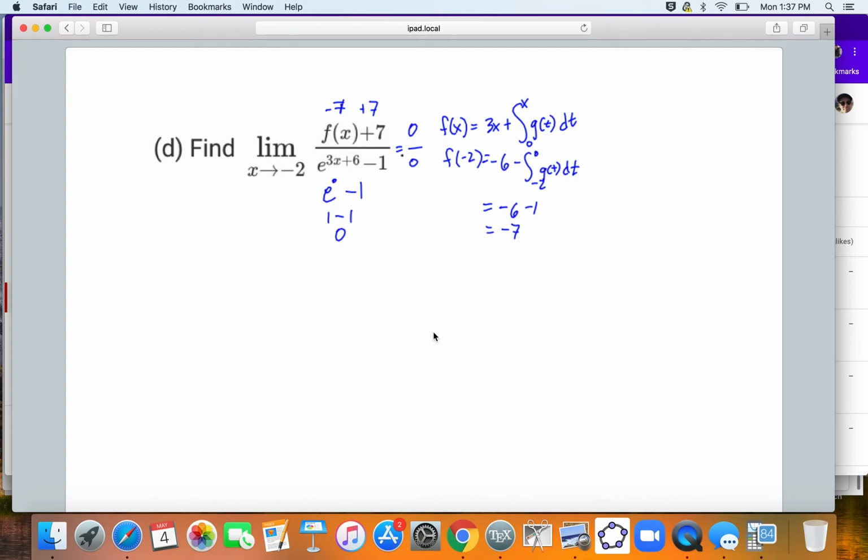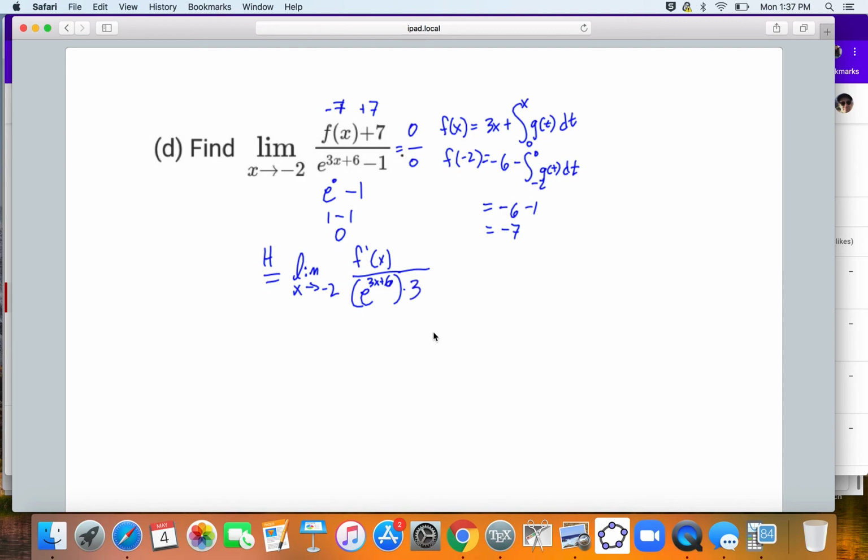But the good news is that means I can use L'Hopital's rule. So we're going to do that. So remember, L'Hopital's rule says we're going to try to reapply that limit, but we're going to take the derivative of the numerator and denominator separately. And that's going to be f prime of x over, all right, derivative of the denominator, so we would have to use chain rule, so it's going to be e to the 3x plus 6 times the derivative of 3x plus 6 is just 3.